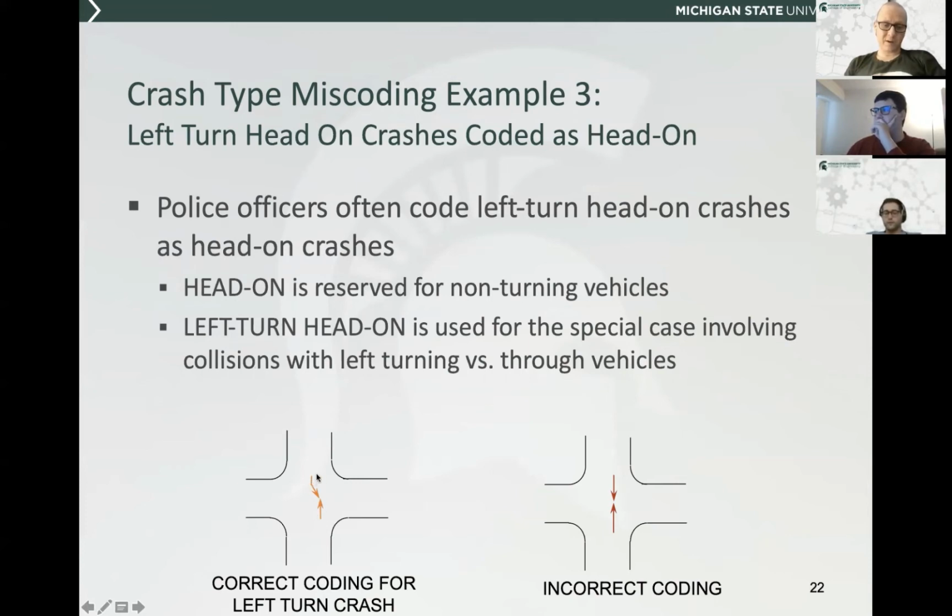Say if this occupant was fatally injured, obviously we wouldn't be able to make that determination there. But if we were able to interview that driver and determine what their intended action is, that's really the only way we'd be able to make the correct determination in that case.